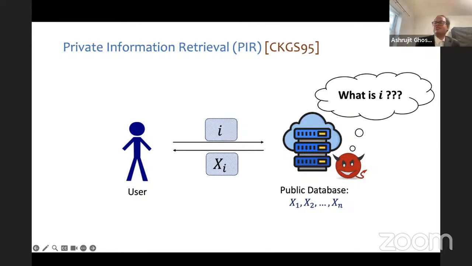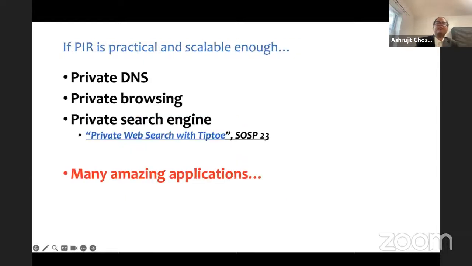One could consider notions of PIR where there is more than one server, each of which holds a copy of the database and are non-colluding. However, in this talk, the particular setting I'll be focusing on is single server PIR. The database here is public, but the query of the user is private. So PIR, if scalable and practical, is almost like a silver bullet that allows amazing applications like private DNS, private browsing, private search engine, etc.